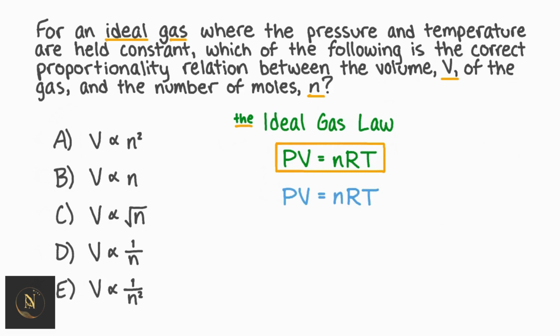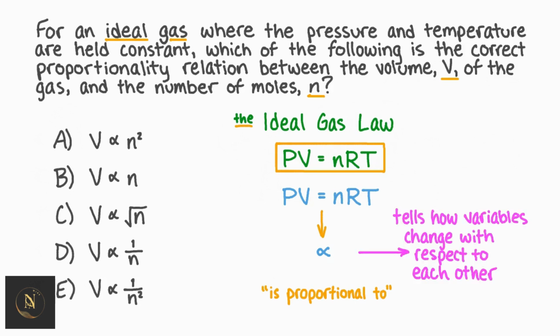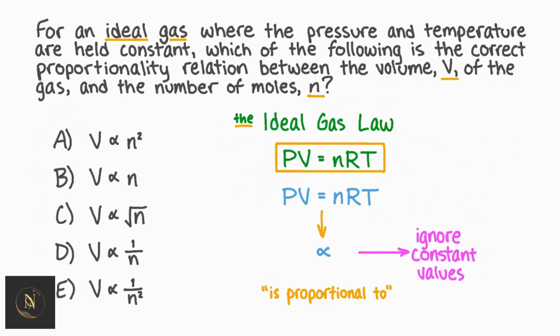To do this, we can first replace the equal sign with this symbol, which means is proportional to. Remember that a statement of proportionality helps us understand how variables change with respect to each other. So when we write it out, it should not include any constants, because we know those values don't change. For this reason, we'll basically ignore any constant term by setting it equal to 1, since a factor of 1 has no impact on overall value.